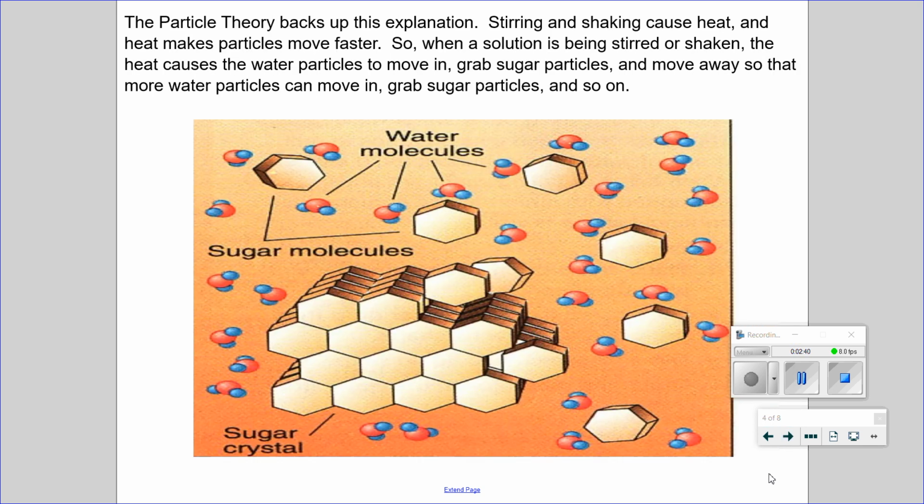The particle theory backs up this explanation. Stirring and shaking cause heat, and heat makes particles move faster. So when the solution is being stirred or shaken, the heat causes the water particles to move in, grab sugar particles, and move away so that more water particles can move in, grab sugar particles, and so on.